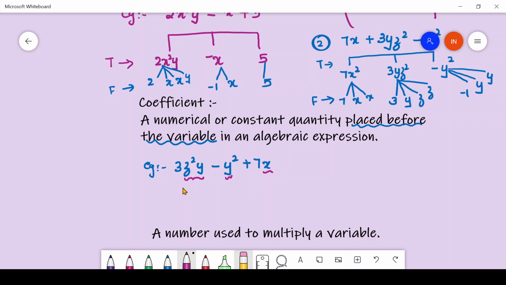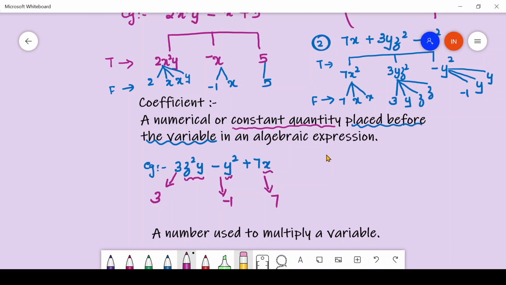So what will be the coefficient of the first term if z square y is the variable? A constant quantity placed before the variable. That means here 3 is the coefficient, right? And for negative y square, negative 1 is the coefficient. And in the case of the third term 7x, we can write 7 as the coefficient.